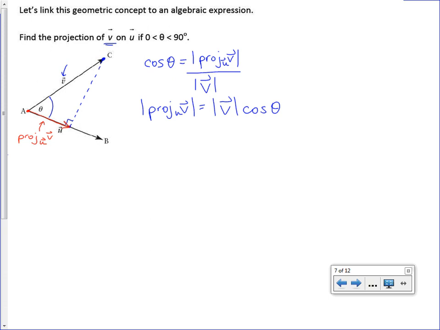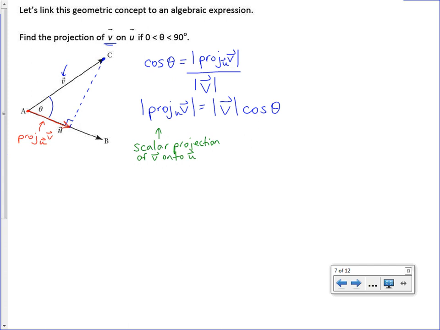We actually have a special name for this. This is called the scalar projection of V onto U. If all you care about is the length of the shadow, you're done. This is the length of the shadow. You take the length of your vector, you multiply it by cosine of the angle, ta-da, you have the length of the shadow on vector U.